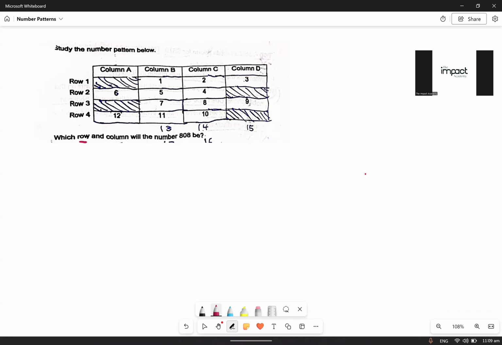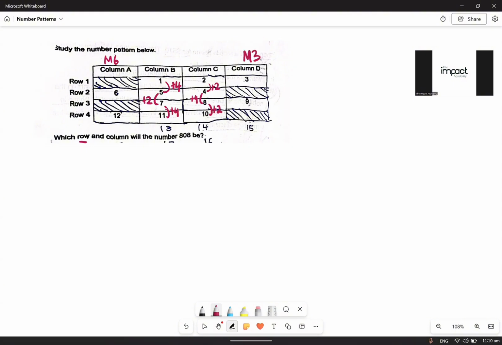Column A, they are all multiples of 6. Column B, it's always plus 2, sorry, I apologize, plus 4, plus 2, plus 4. So that's the pattern. Column C is plus 2, plus 4, plus 2. Column D, it's all multiples of 3.